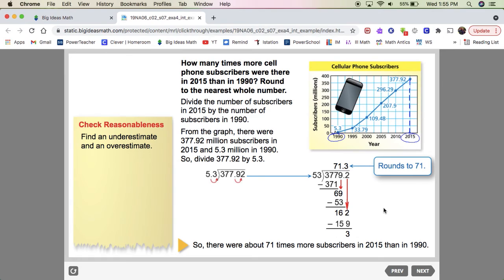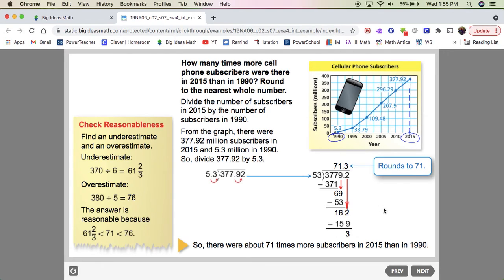We check our reasonableness. They're showing us that this is a reasonable answer because this is between 370 and 380. So they're saying we could divide it by 5, we could divide it by 6, overestimate, underestimate. Our answer is going to be between 76 and 61. You might want to take time to just look at that and think about how they did that.